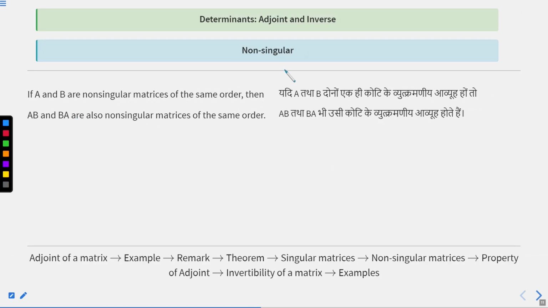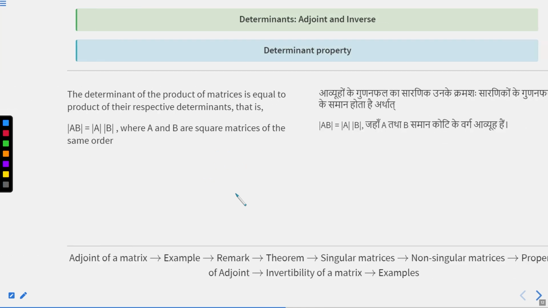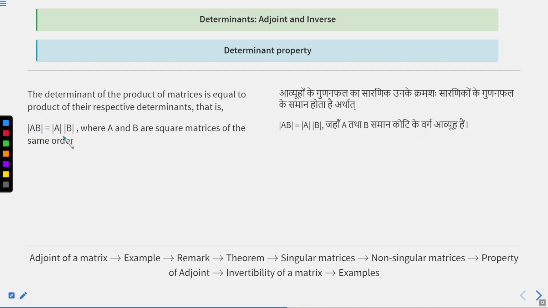A little remark about non-singular matrices. If you have A and B, two non-singular matrices, then the product AB is also going to be non-singular. This means if determinant of A is not 0 and determinant of B is also not 0, then determinant of AB is non-zero. We are talking about determinants. Clear? We also already saw that the determinant of the product AB is the same as determinant of A times determinant of B.